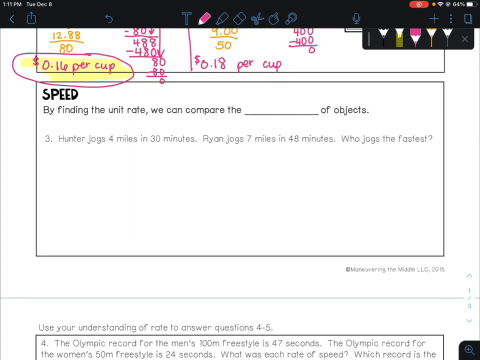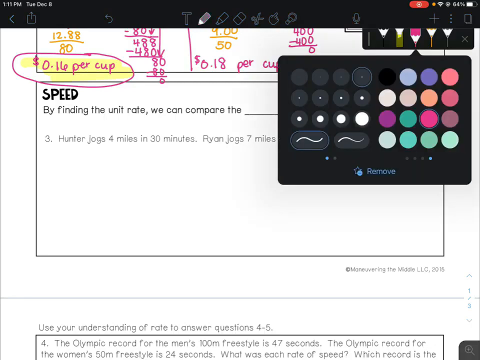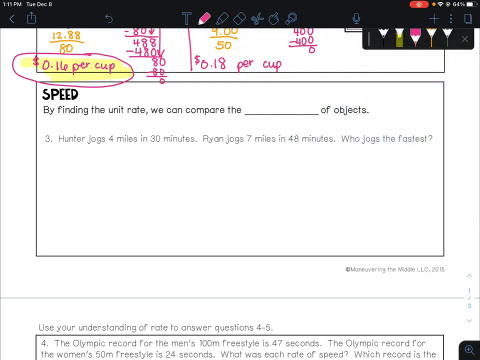For the next part of our lesson, we'll be talking about speed. And speed is another type of unit rate. So by finding the unit rate, we can compare the speed of objects. So for example, Hunter jogs 4 miles in 30 minutes. That's a rate right there. Ryan jogs 7 miles in 48 minutes. That's another rate. Who jogs the fastest?